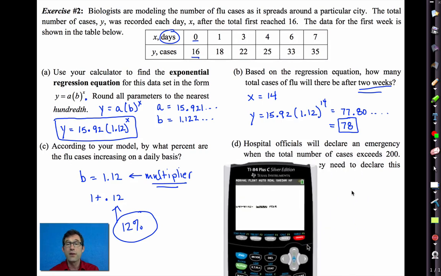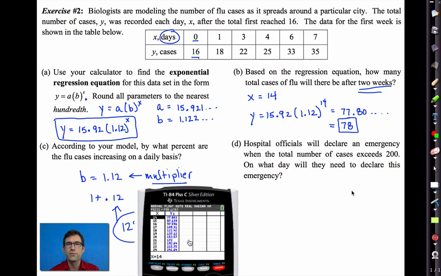All right, and take a look, you can verify there at 14, we're at 77.80, etc. And now I'm just going to hit down, right? I'm going to just keep going down until I hit the 200. Keep going down, keep going down, keep going down, and there we have it.